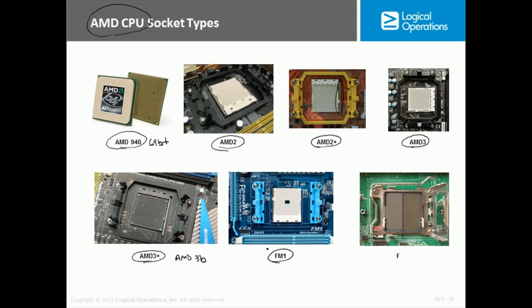designed to be used with the Fusion and Athlon 2 processors. And then, of course, we have this F1, which is an older model socket type that was designed just for the Opteron and Athlon 64 FX processors.